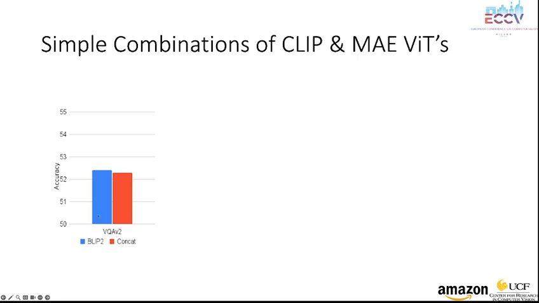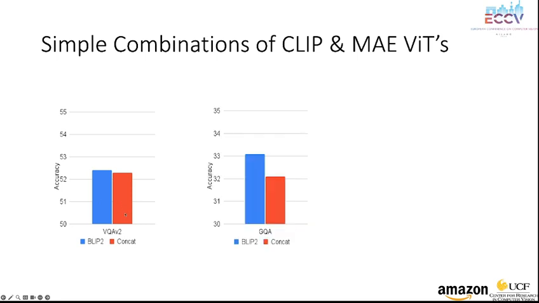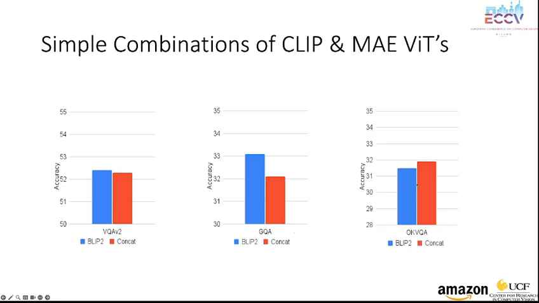And we show the performance of concatenation on various VQA tasks. On VQA V2, we find the performance slightly drops compared to BLIP2, and it further drops on the GQA dataset, with slight improvement on OK VQA dataset. We find that the overall trend is not very consistent. The model is not able to take advantage of the benefits of both CLIP and MAE.